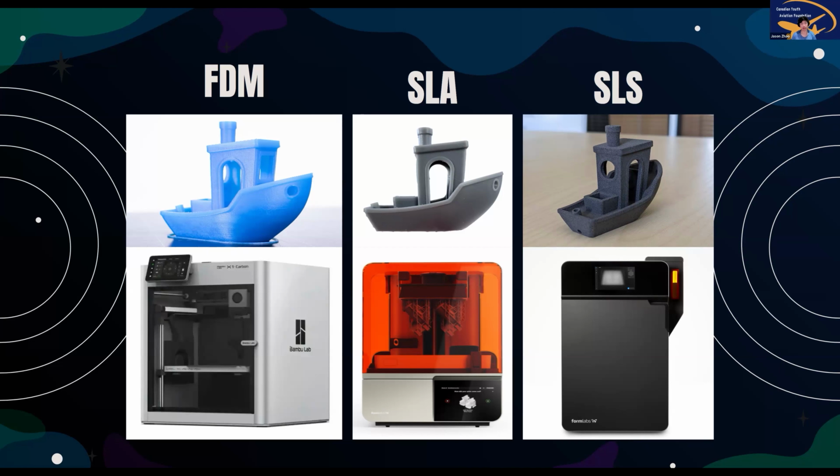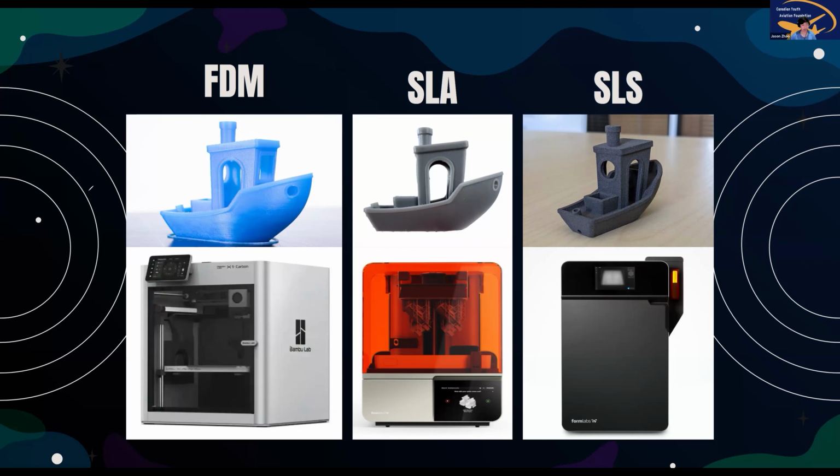Just to review, FDM is the normal type of printer you will think about. It's really quick, really strong. An SLA printer uses a laser and a liquid. It's less strong, it's slower, but it's really, really high quality. And the SLS machine gives you the most freedom in the shapes you can make.